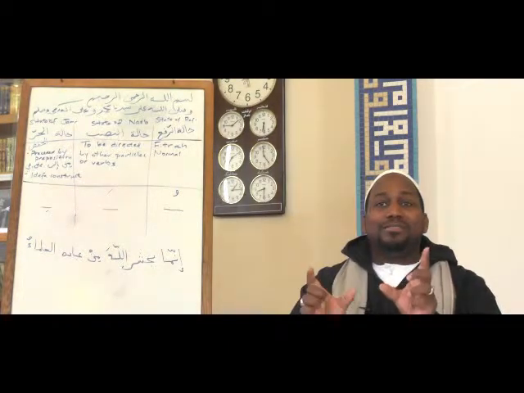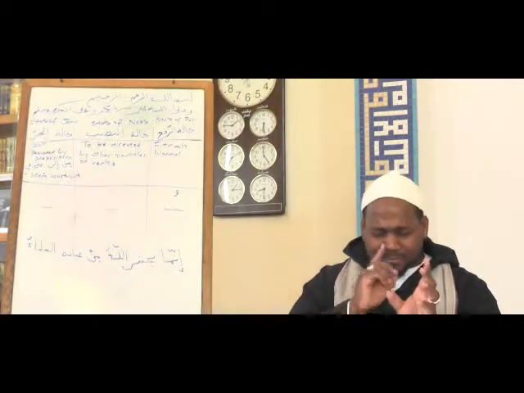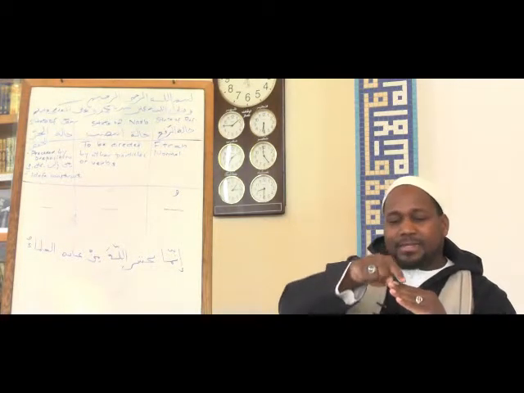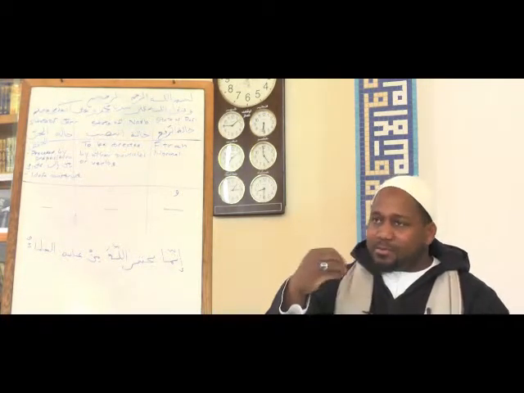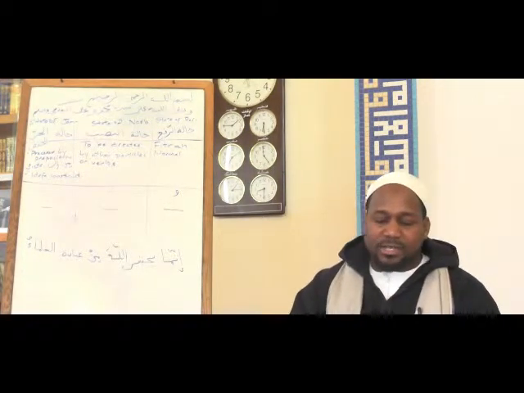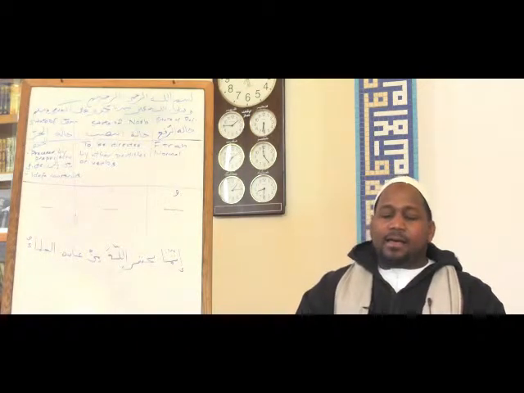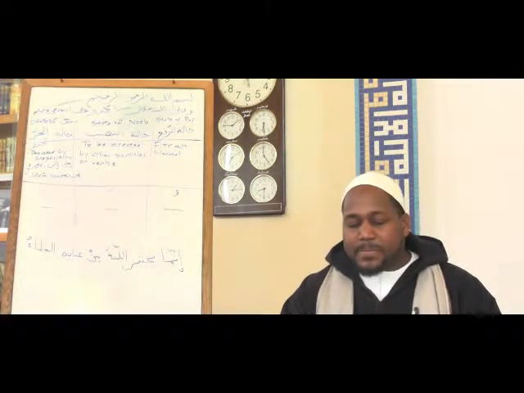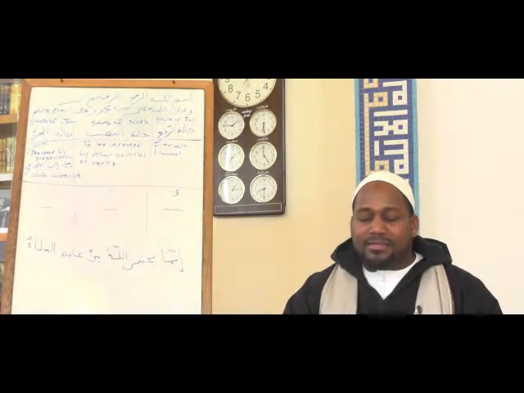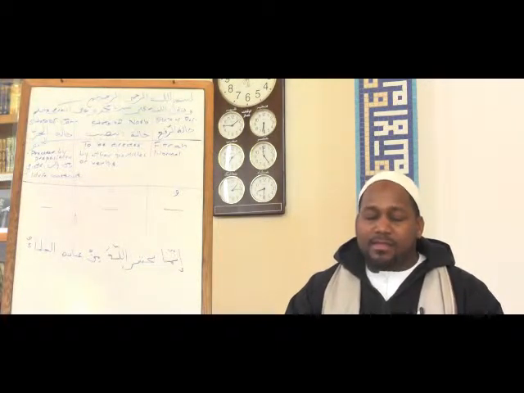Whenever you have two nouns next to each other, and the second one has a kasra, it tells you that the first one more than likely has a relationship with it. Okay? So Allah is jarr, the name of Allah is jarr, right? The name of Allah, not Allah. And so Ar-Rahman has jarr as well.